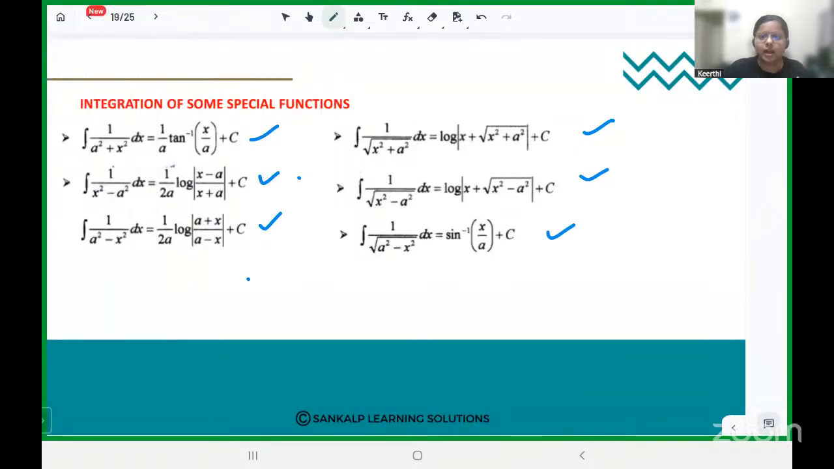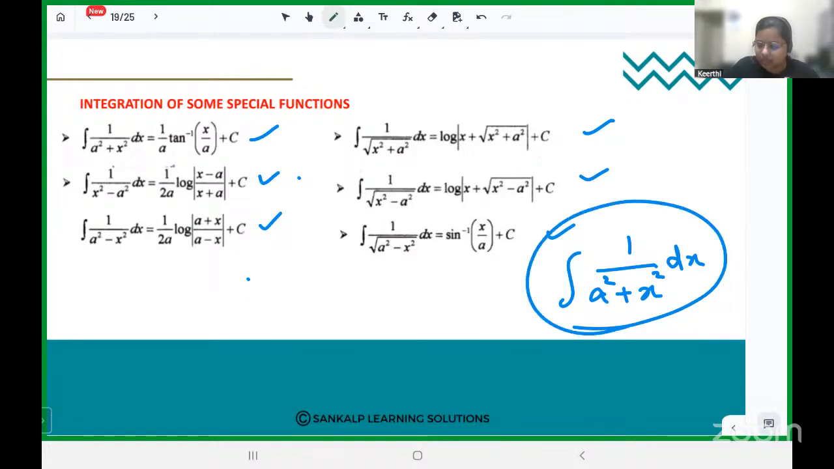I'll tell you an idea of how to study these formulas. Here you can see, do you know how to find the integral of 1 by a square plus x square into dx? We don't know, right? So we'll be deriving this result. The derivation of all these formulas is important. In this class, we'll be discussing the derivation of the first one and some problems that use all these formulas.